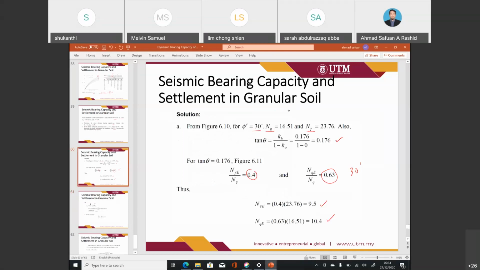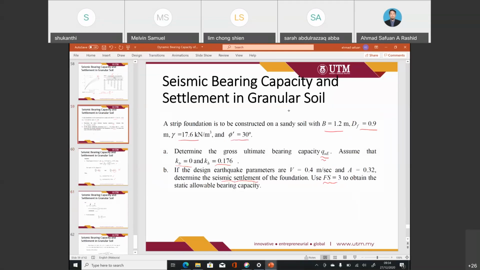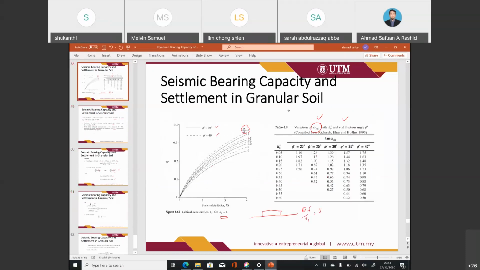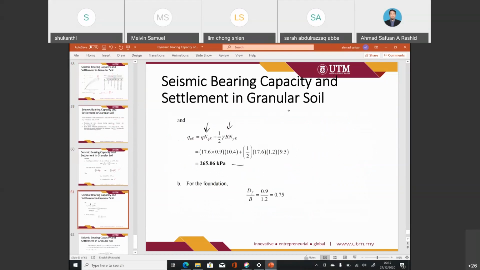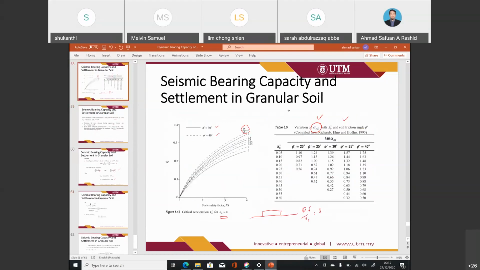If the design earthquake parameters are V equal to 0.4 meter per second and A equal to 0.32, what will the settlement be by using a factor of safety of 3? We may use this equation. We have been provided with several pieces of information. What we need to determine are kh and tan alpha AE, so we refer to figure 6.12 and table 6.5.